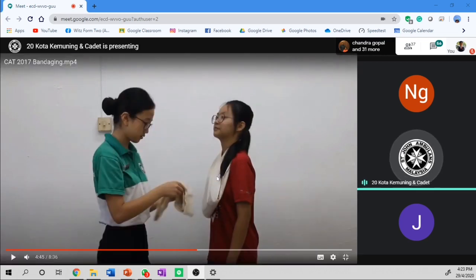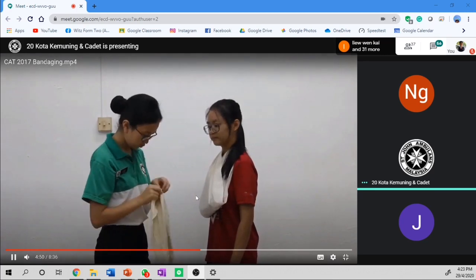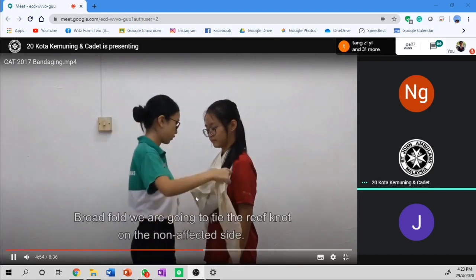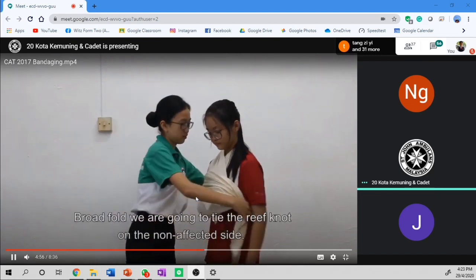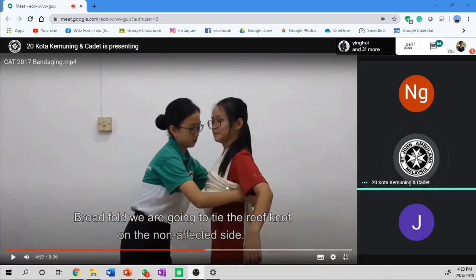So after you tie an elevation sling, you take another bandage and then you do a broad fold. As you guys can see, the reef knot is tied here, not on the opposite side. Basically, it's tied on the non-injured side. You tie the reef knot here, non-affected side.